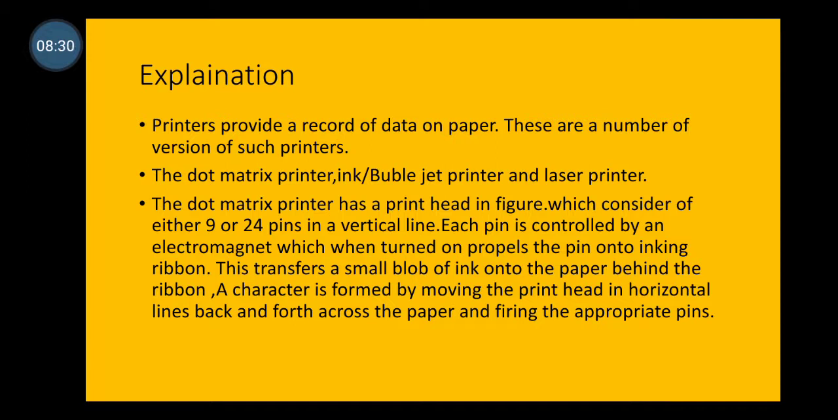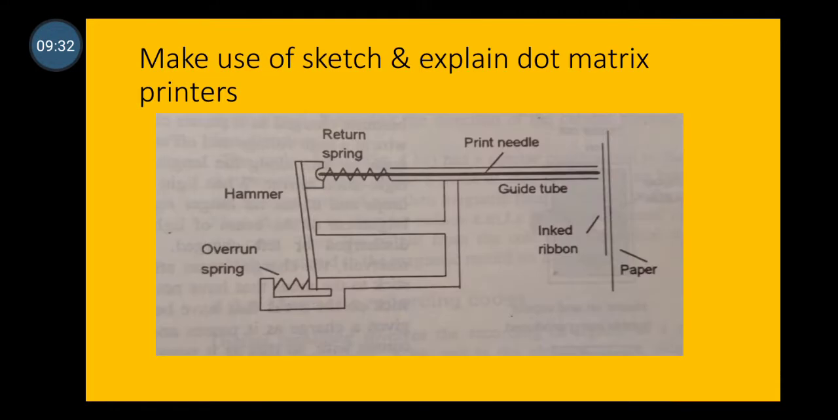The dot matrix printer has a print head, as in the figure, which consists of either 9 or 24 pins in a vertical line. Each pin is controlled by an electromagnet which, when turned on, propels the pin onto the inking ribbon. This transfers a small blob of ink onto the paper behind the ribbon. A character is formed by moving the print head in horizontal lines back and forth across the paper and firing the appropriate pins. This is the dot matrix printer.